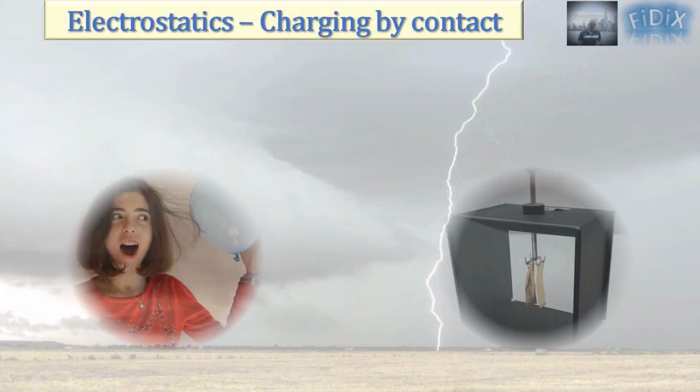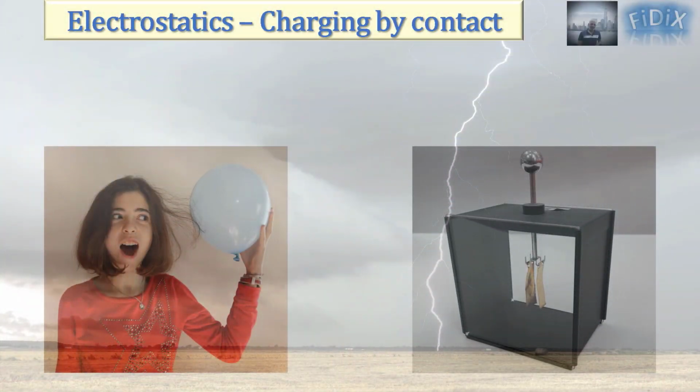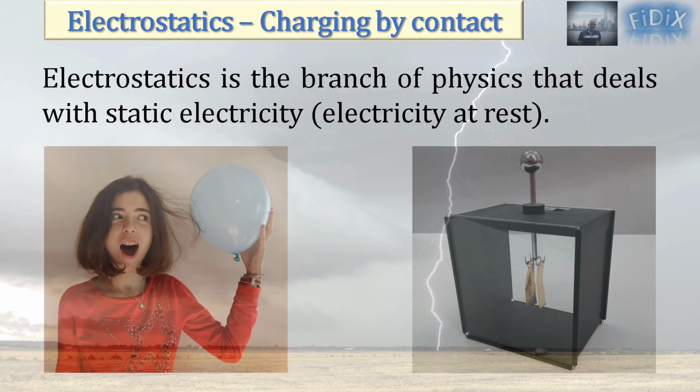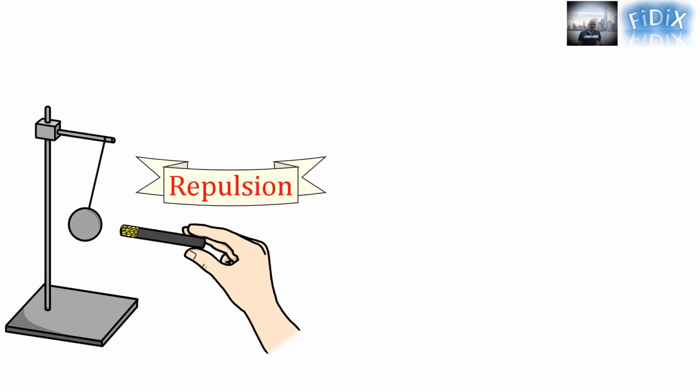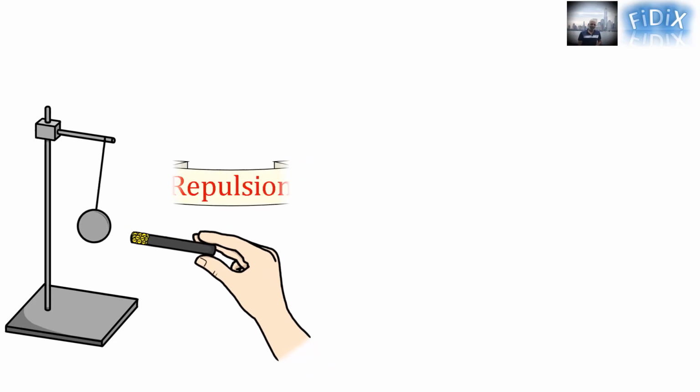In this video, we will talk about electrostatics and charging by contact. Stated briefly, electrostatics is the branch of physics that deals with static electricity. To get started, let's suspend a very light metal-coated ball by an insulating string to a stand, and let's get a charged ebonite rod and put its charged end in contact with the ball. The ebonite rod and the ball repel each other.